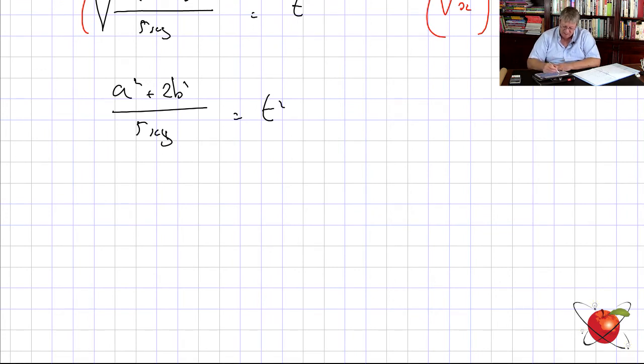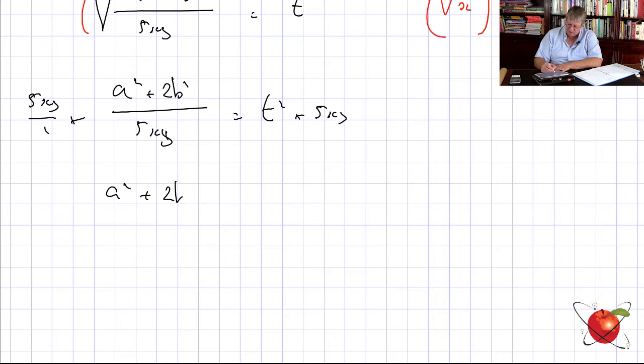What's next? The next number is underneath, isn't it? The 5xy. So we multiply by 5xy over 1. So therefore, a squared plus 2b squared is equal to t squared times 5xy. Sorry, times 5xy. See how easy, I made my own error there, that was my writing. Okay. Now, what is next?